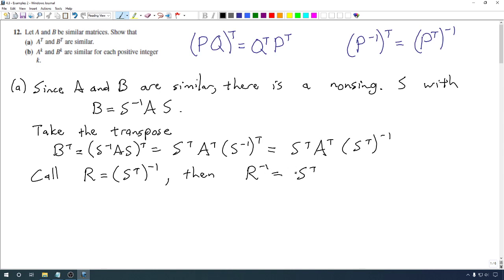But its inverse is just whatever matrix we are inverting to get R. Inverses of inverses are the original matrix. And so what do we have here? We have that this S transpose at the front is actually R inverse. So if we rewrite all the S's in this formula in terms of R, we get that this original B transpose is equal to R inverse times A transpose, and then this last part is just an R, where R is a non-singular matrix.